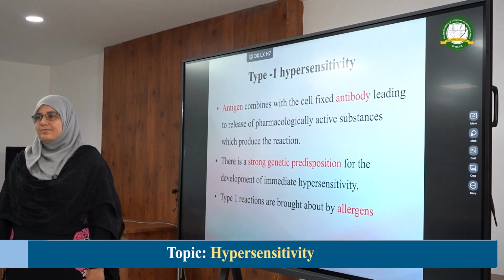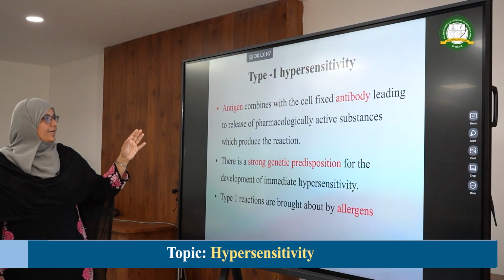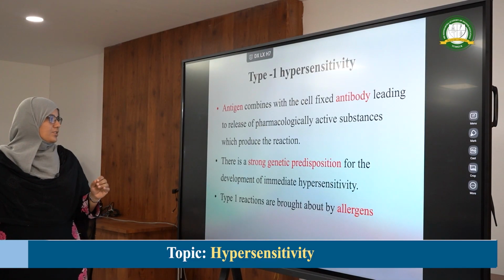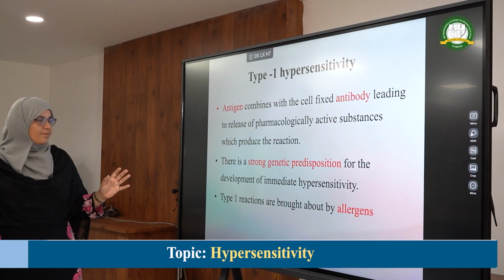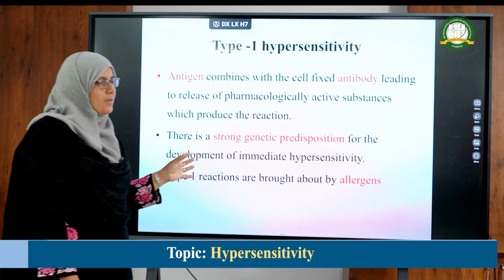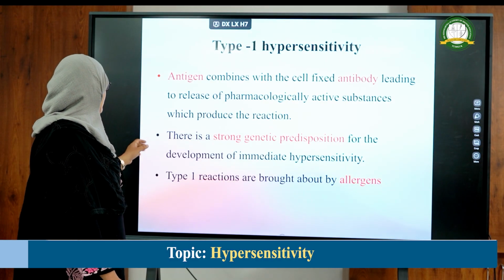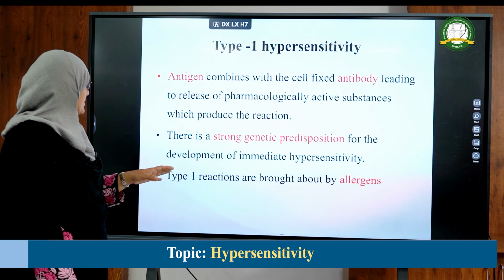Type 1 hypersensitivity: antigen combines with cell-fixed antibody, leading to release of pharmacologically active substances which produce the reaction. There is a strong genetic predisposition in these cases, which means that when we take the history in any case presentation, we can ask whether there is any family history. There is a strong genetic predisposition for the development of immediate hypersensitivity.